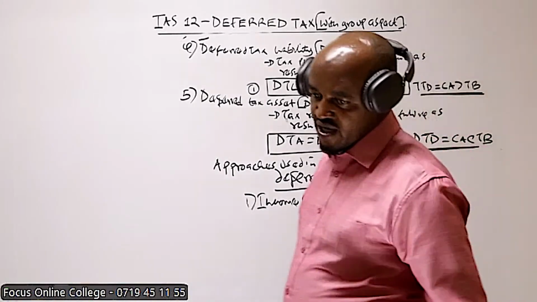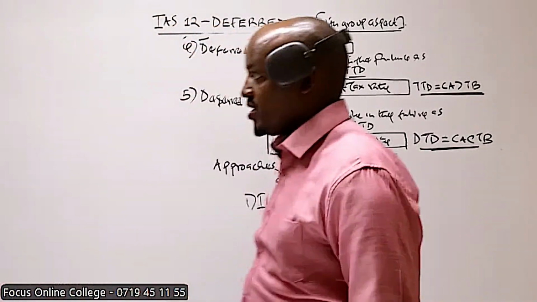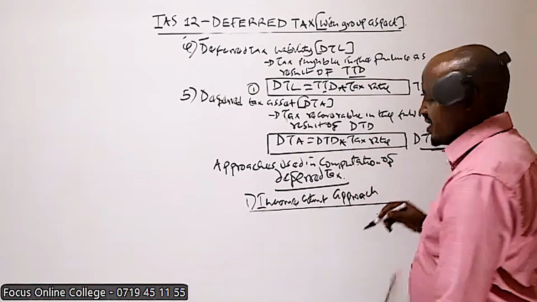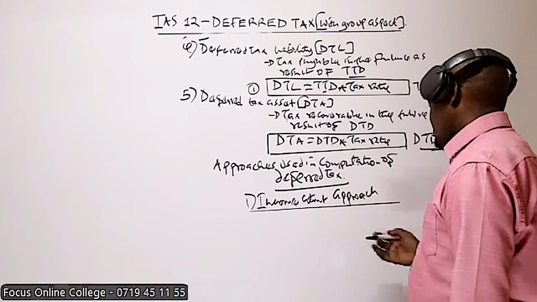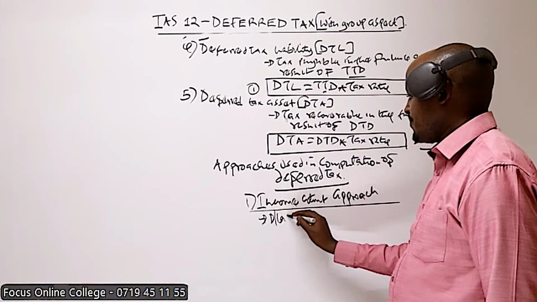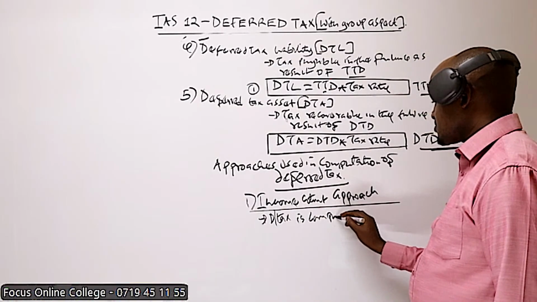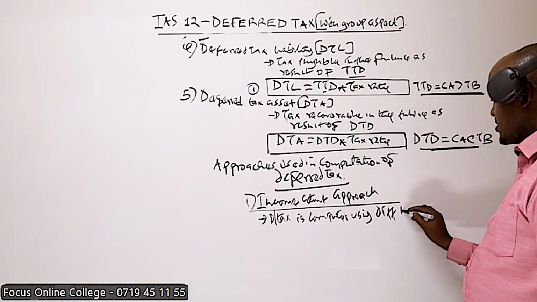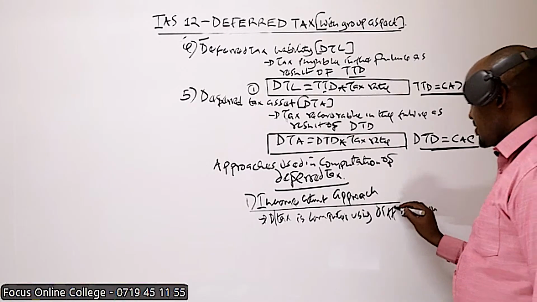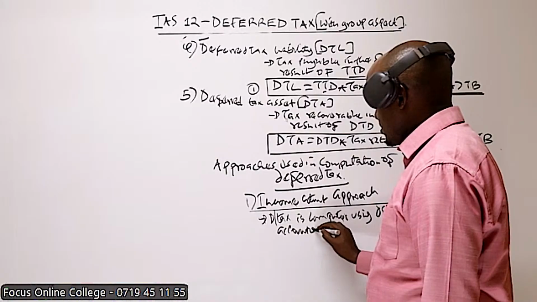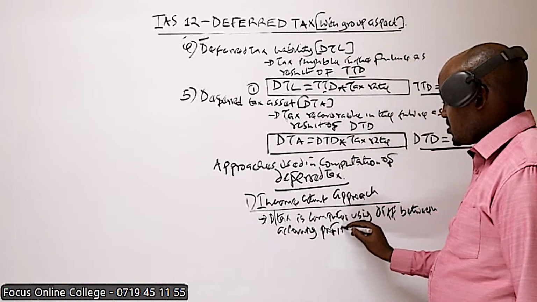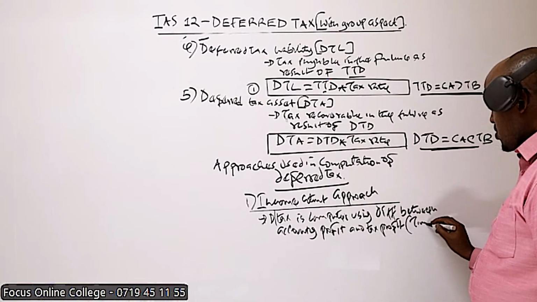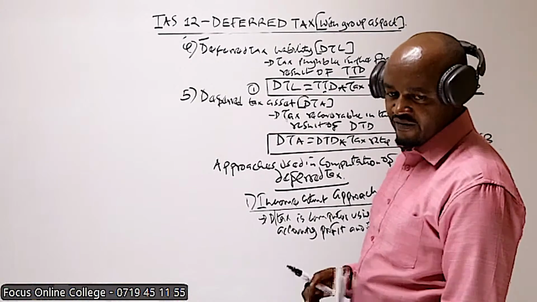Under this particular approach, the deferred tax is computed using the difference between the accounting profit and the taxable profit.